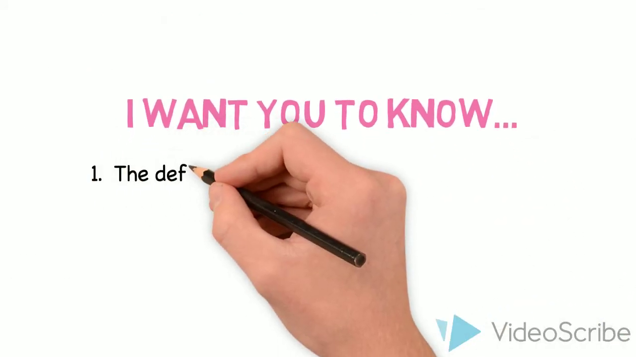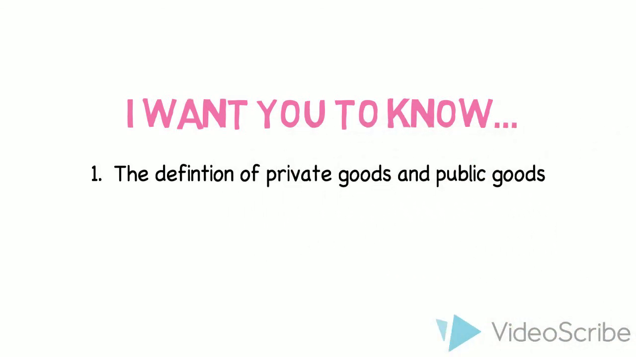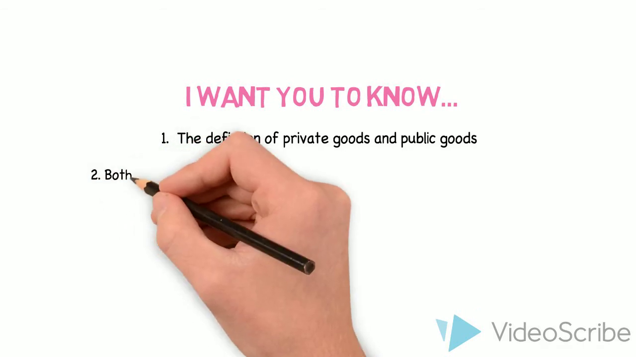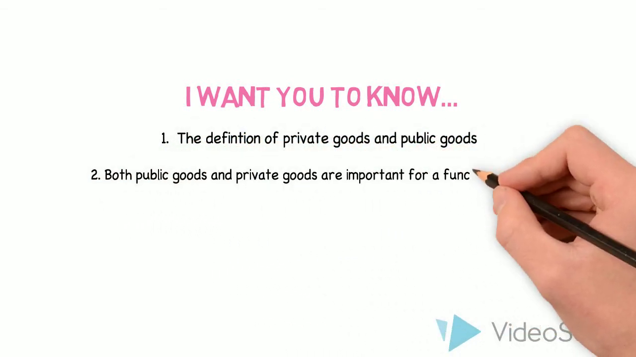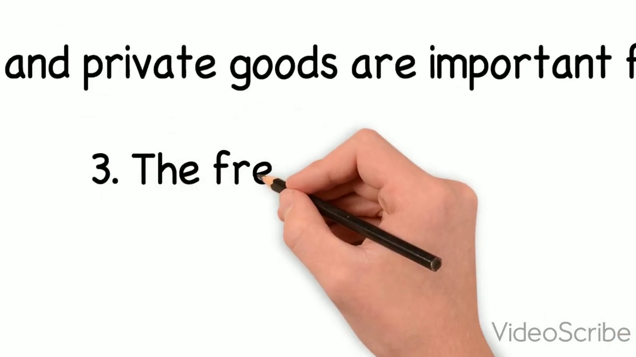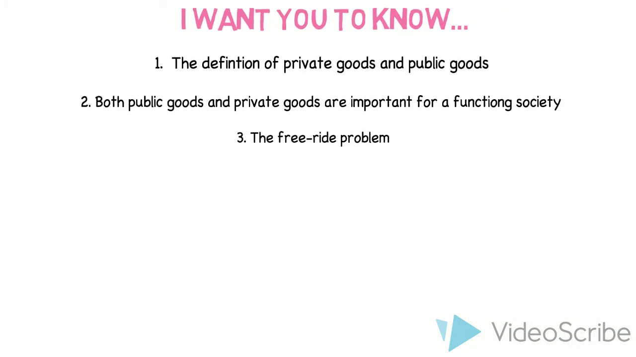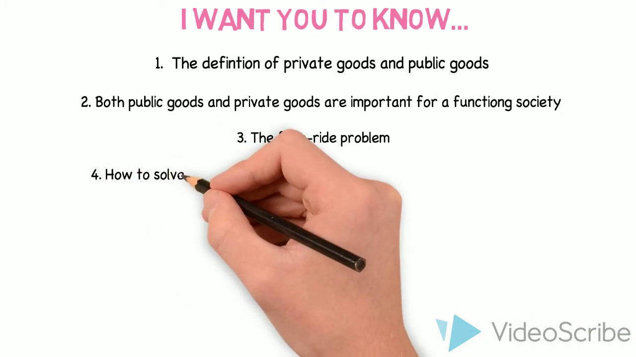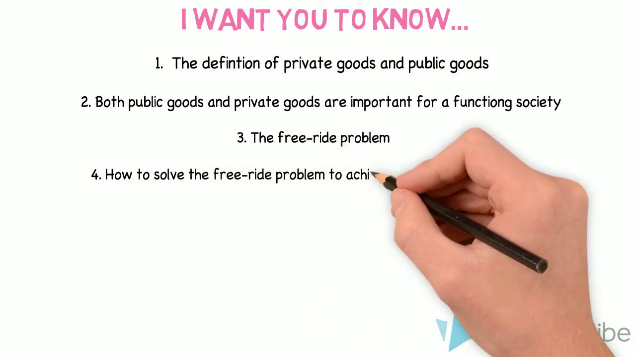At the end of the class, I want you to know the definition of public goods and private goods. And both public goods and private goods are important for a functioning society. Also, I want you to know the free riding problem and how it occurs. Lastly, once we solve the free riding problem, we could achieve efficiency for the society.